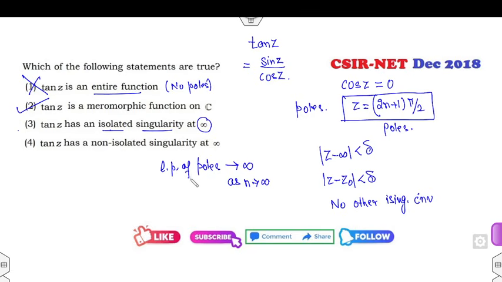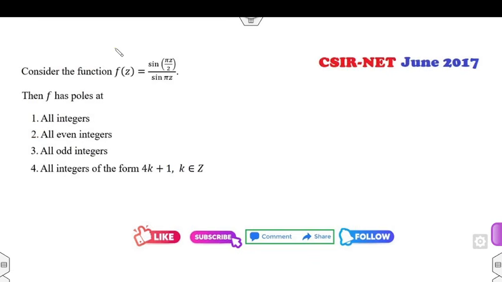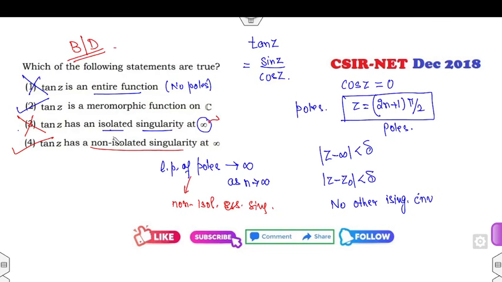So once the limit point of the pole converges, it is a non-isolated essential singularity, or non-isolated singularity, which is the right answer. B and D are the correct answers of this problem. Okay. Remember, z equal to infinity is not an answer, because the limit point 0 is not the singularity; infinity is not the singularity of this sine here.